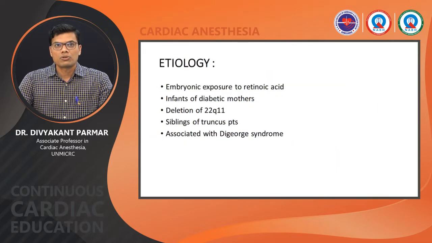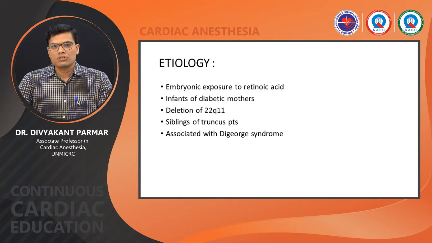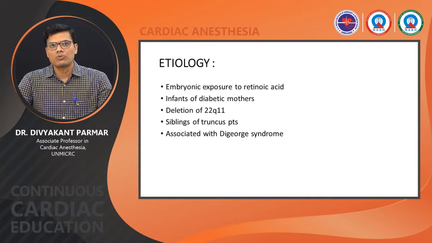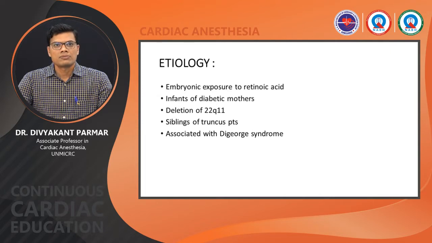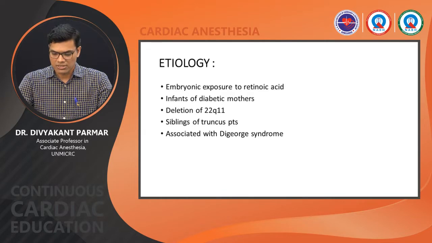Coming to the etiology, although the exact etiology is not known, certain risk factors are there. Among these, one is embryonic exposure to retinoic acid. It is more commonly seen in infants of diabetic mothers. It is more commonly associated with chromosomal abnormality, that is deletion of 22q11, and is also present in siblings of truncus patients, and is also associated with DiGeorge syndrome in around 30% of patients.